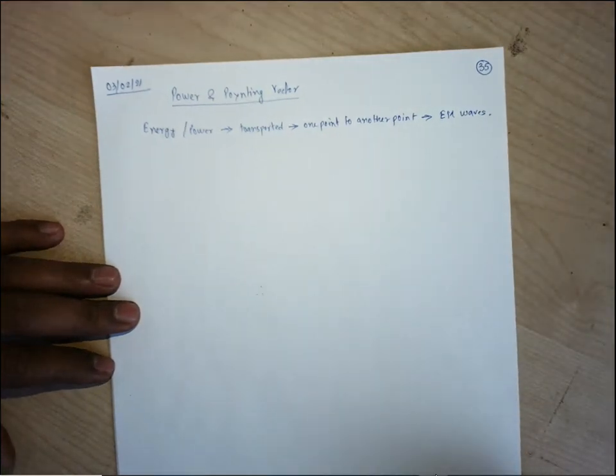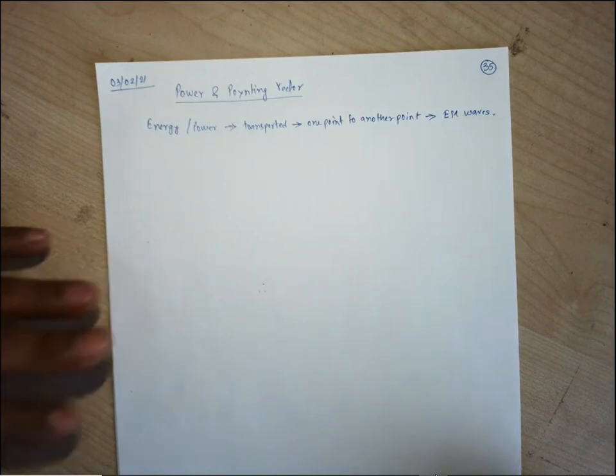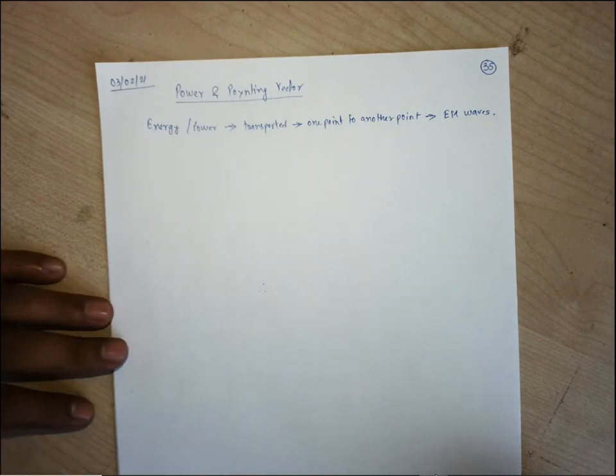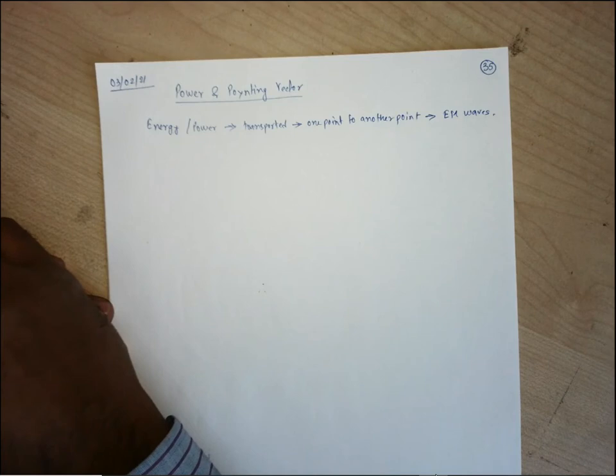Okay, so for a wave associated with an electric field and a magnetic field, how do we find out how much power is transported for a particular value of electric field intensity and magnetic field intensity? How do we get the expression for the power which is transported? The expression of the power should be derived from Maxwell's equations. So we need to make use of Maxwell's equations.